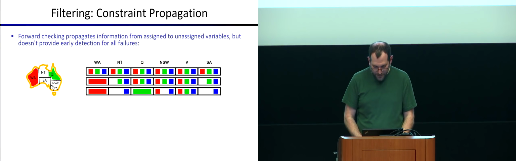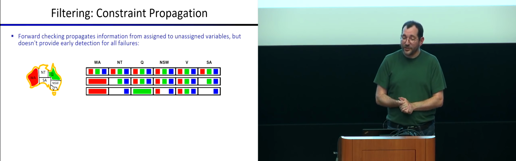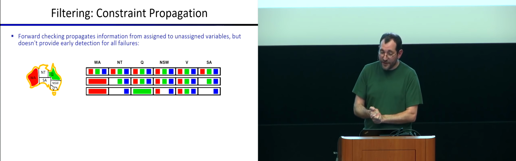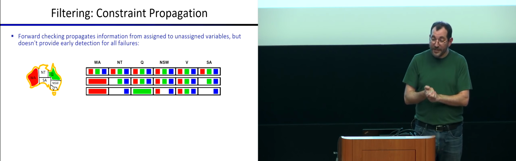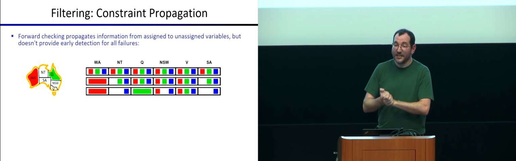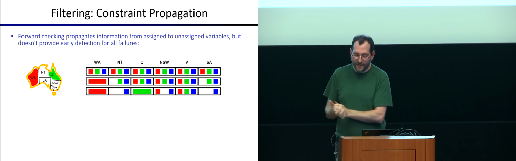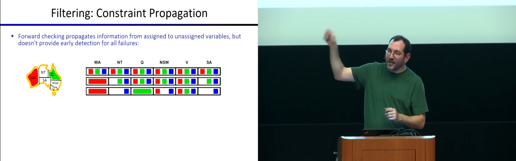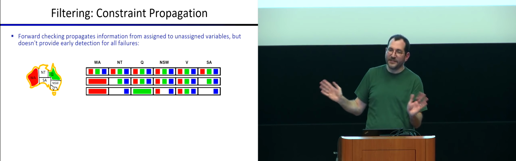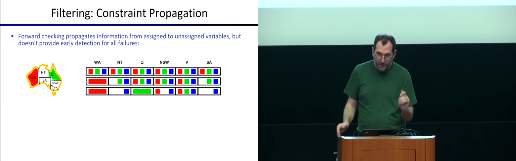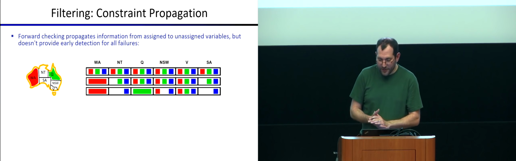In general, forward checking is going to propagate information from assigned to unassigned variables, but does not provide early detection for all failures. In particular, it doesn't detect looming conflicts between unassigned and other unassigned variables. That would require checking lots of pairs of variables all throughout the graph to see if anything's broken anywhere. We're going to do that right after the break. But let's look at the reason why we want this.